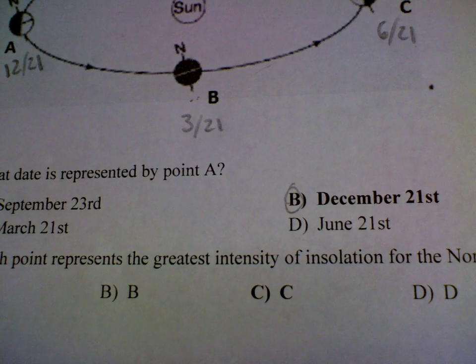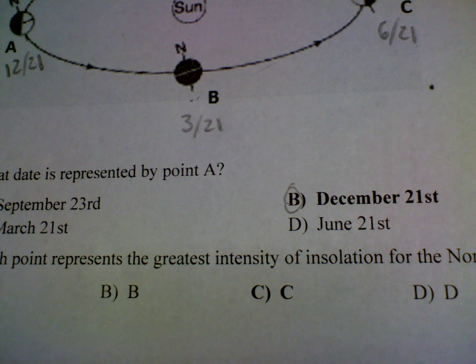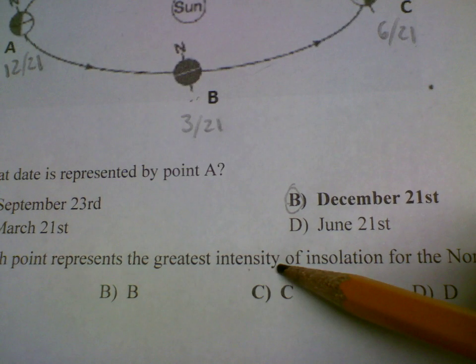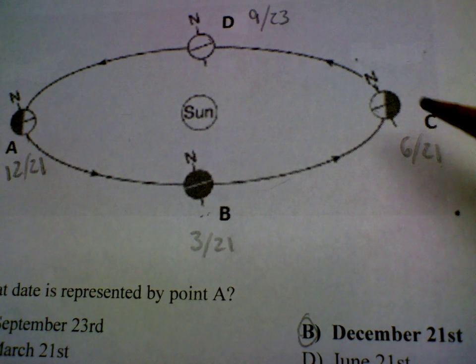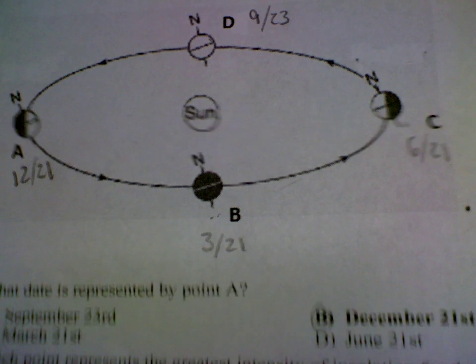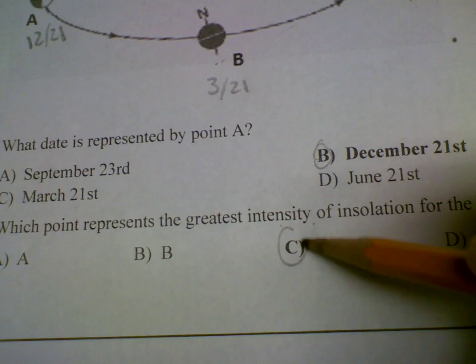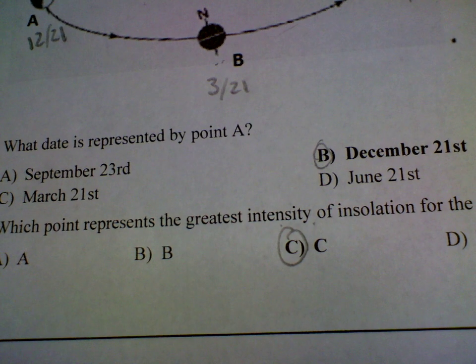And then for number 21, which point represents the greatest intensity of insolation for the northern hemisphere? If we have a higher intensity, that means we have very hot weather. Hot weather occurs in the summer. That would be point C. So 21 is C. That covers the test for tomorrow. It's everything on the energy unit.